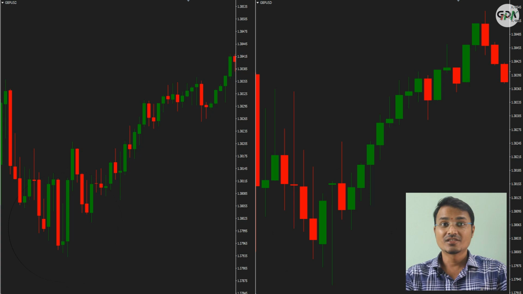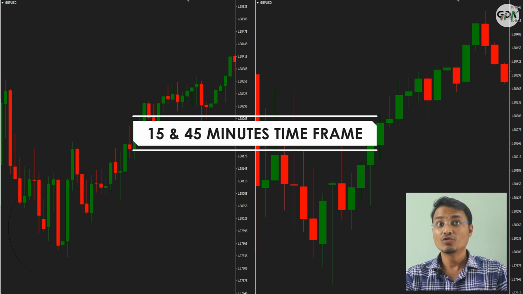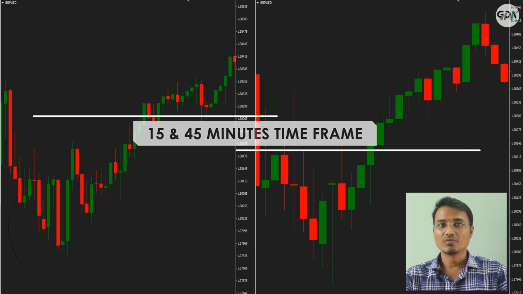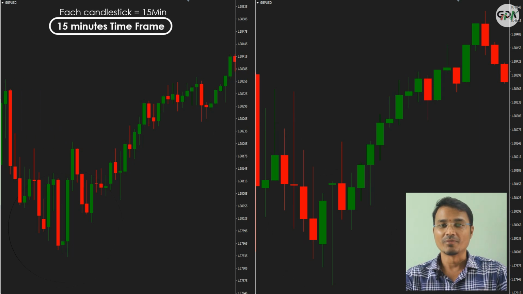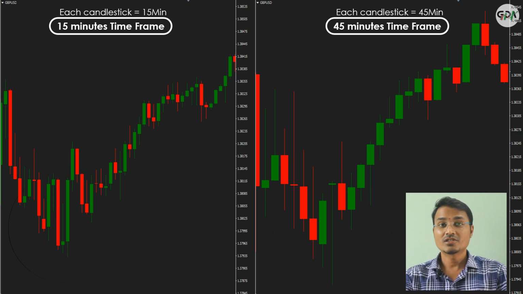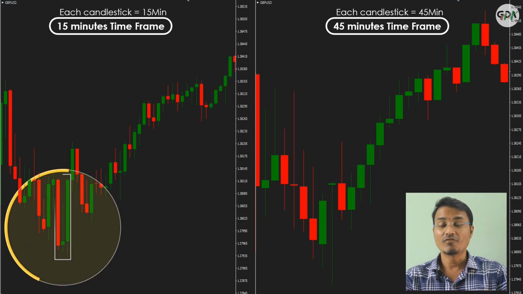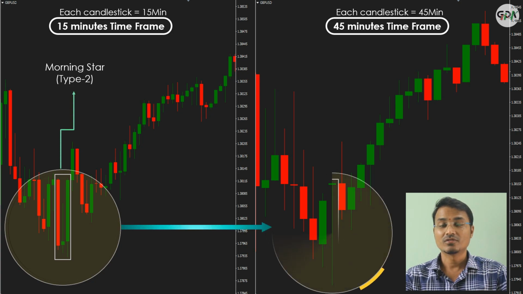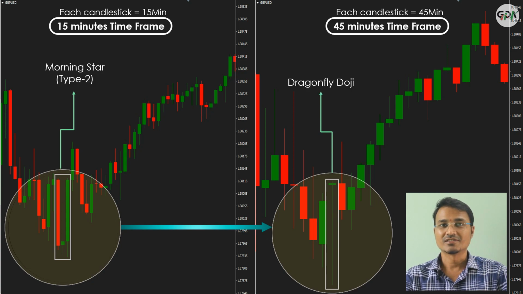Friends, let us discuss about type 2 Morningstar pattern in two different time frames. For example, this is the 15 minutes time frame. Each candlestick represents 15 minutes. And this is the 45 minutes time frame. Each candlestick consisting of 45 minutes. Type 2 Morningstar pattern happens in 15 minutes time frame. The same pattern is converted into dragonfly doji in 45 minute chart, as shown in the picture.